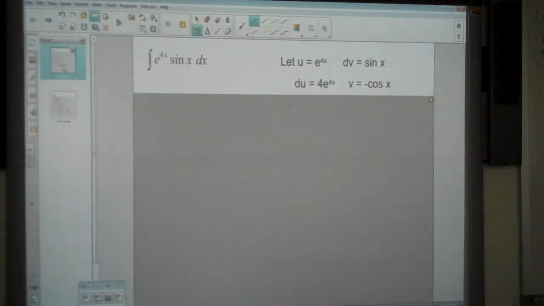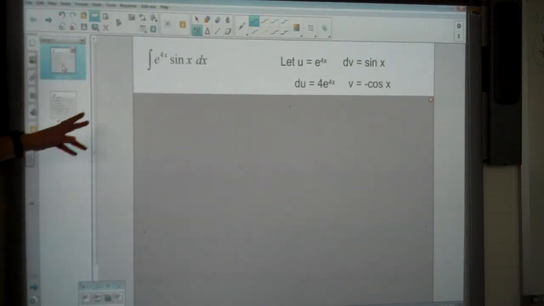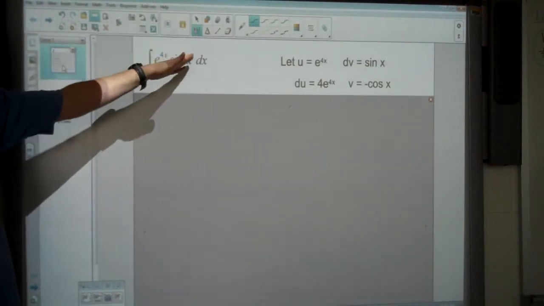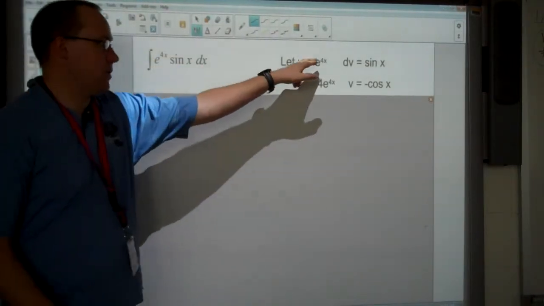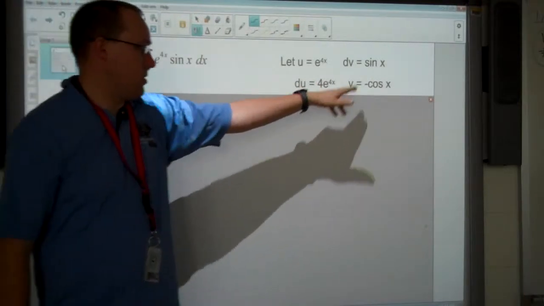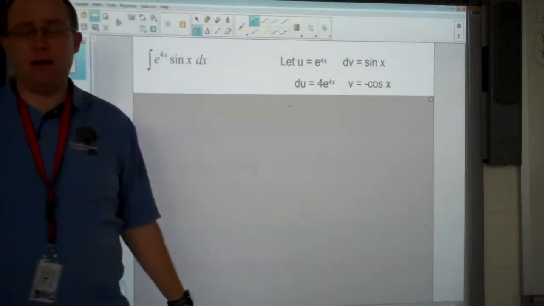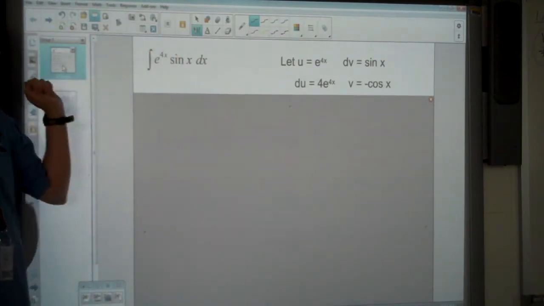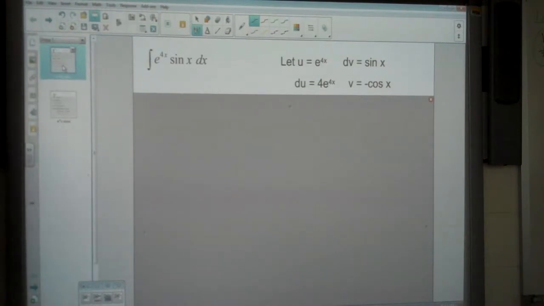e to the 4x sine x dx. Now, there's no ln of x, so we know that this should be a perfectly regular question. We can call this one u, we can call this one dv. Just making sure, of course, that we can differentiate this, but also importantly, we can integrate this one as well, because if we can't do that, then we can't use that question. The other clue that we use integration by parts for this is like a product here we've got, and we can see the integration symbol.